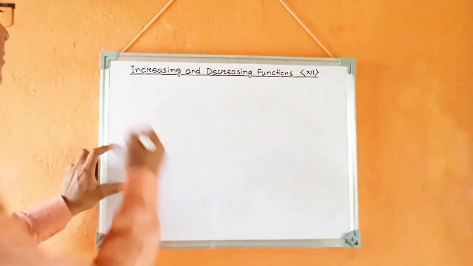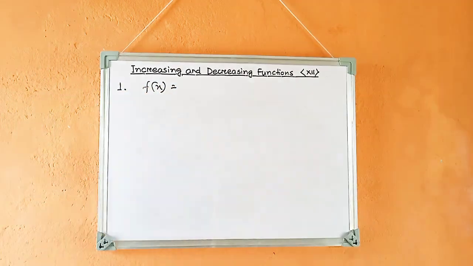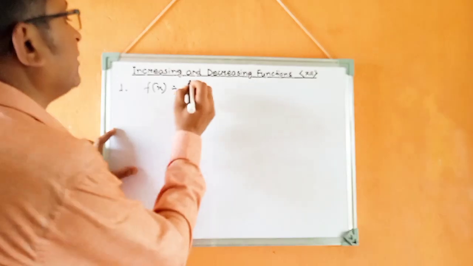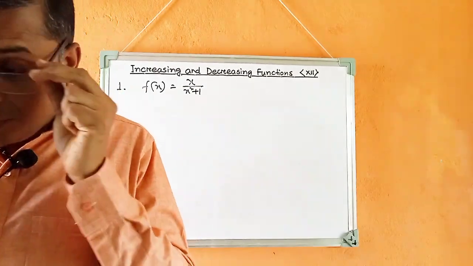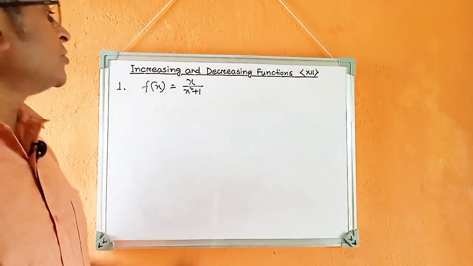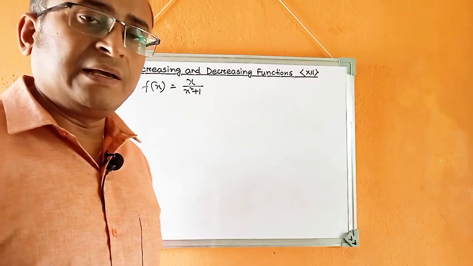Listen to the question first. Question number 1. A function f(x) is given, f(x) equal to x divided by x square plus 1. Now the question is, find the interval in which the function f(x) equal to x divided by x square plus 1 is increasing, number 1, and number 2, decreasing. So find the range of increasing and decreasing function.